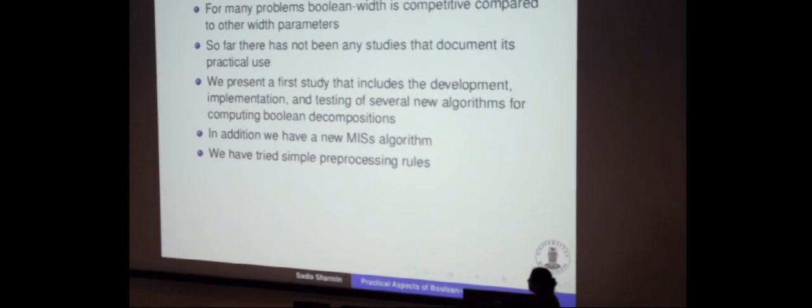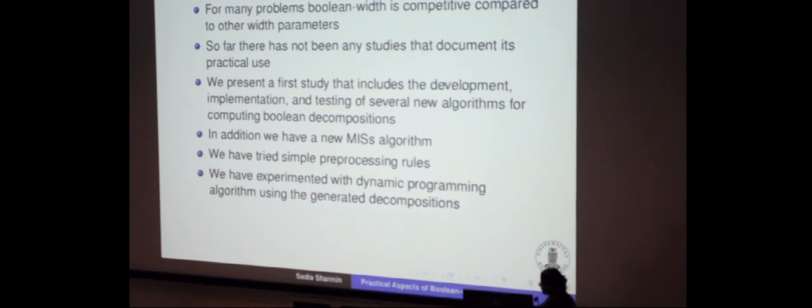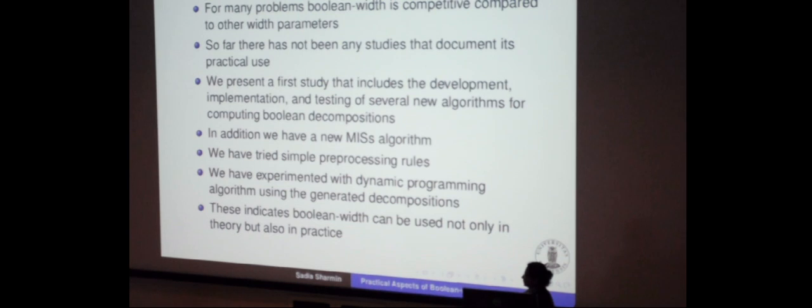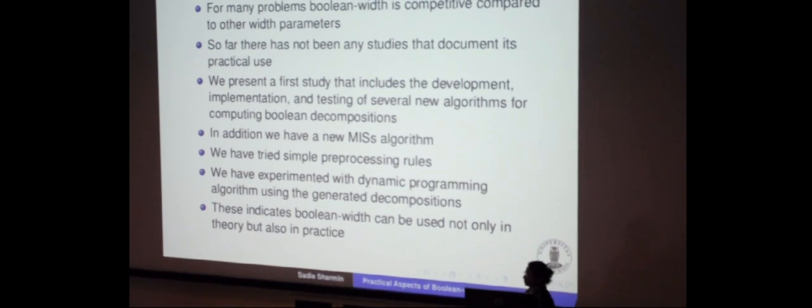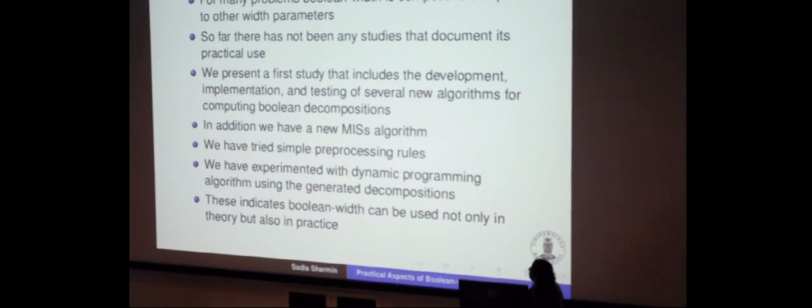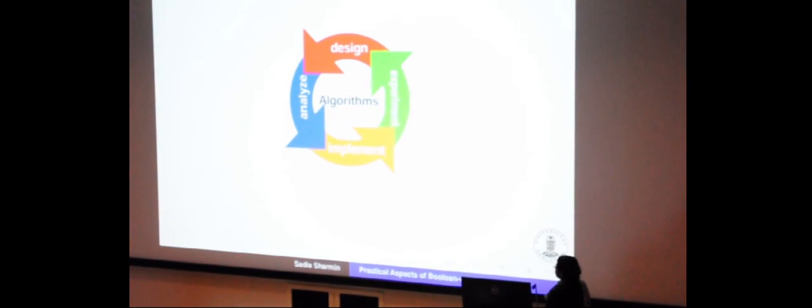We write simple preprocessing rules. We use the method of dynamic programming. So in that sense we can say that Boolean width has potential to be used also in practice. And we know that when we compile, analyze, implement, and experiment with algorithms, we can give some feedback to the algorithm. So we have patterns of this that we will publish later.